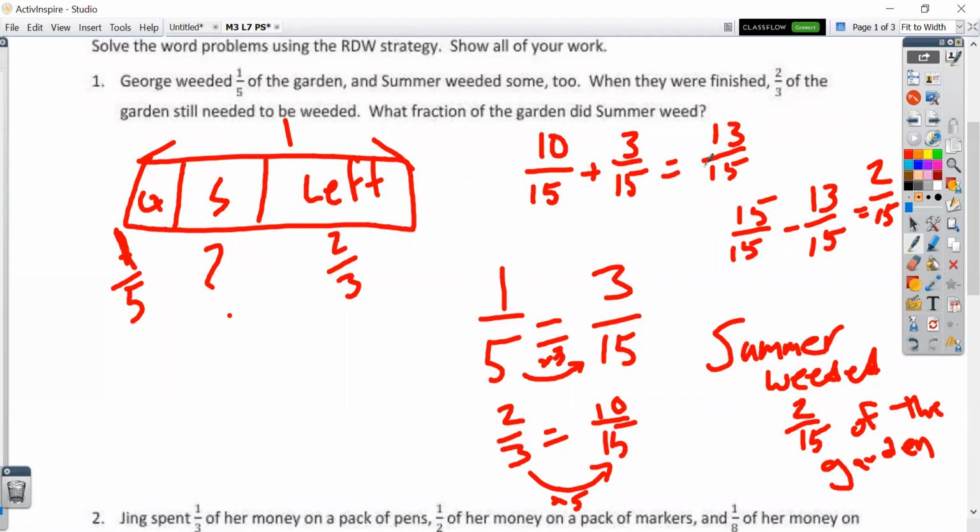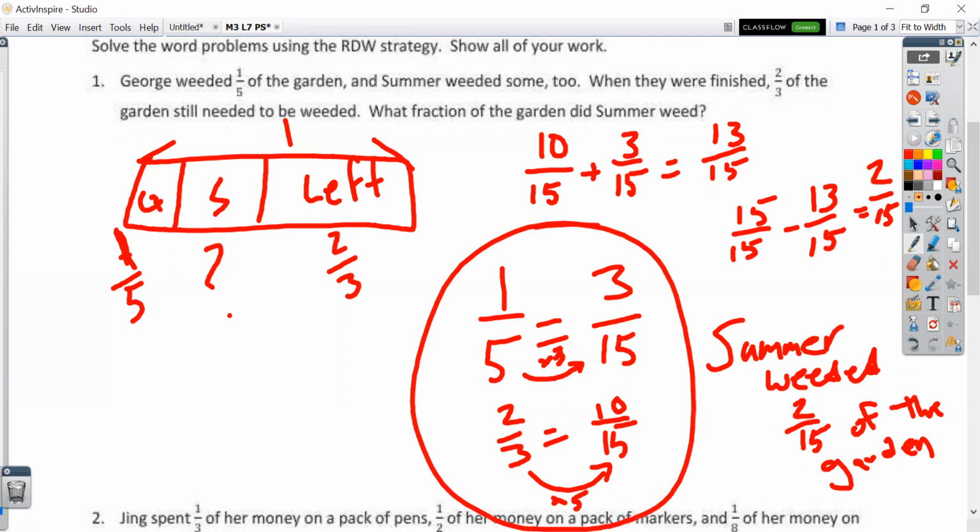So you can see my conversion right here. You multiplied fifths by 3 and thirds by 5 to get 15ths. I added those pieces together and then subtracted from one whole to see that there's only 2 15ths left, which is what Summer weeded inside of the garden.